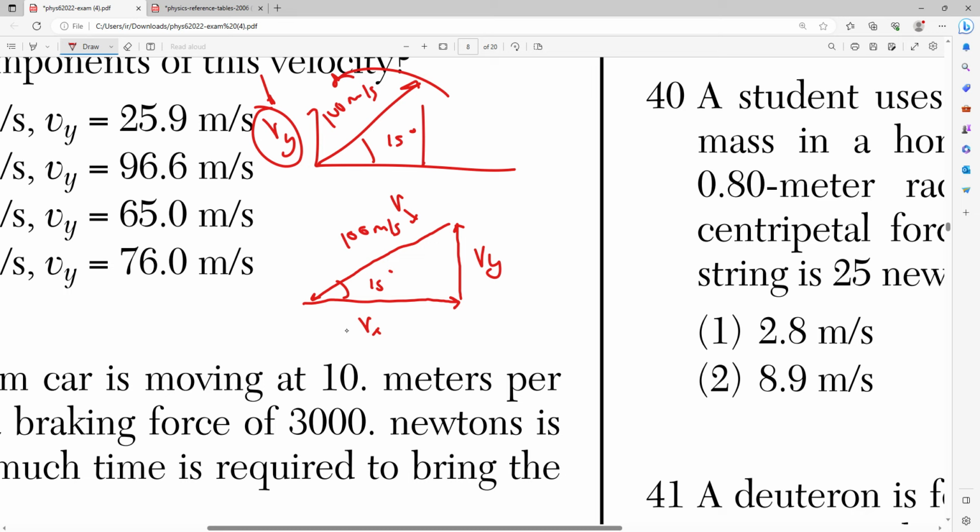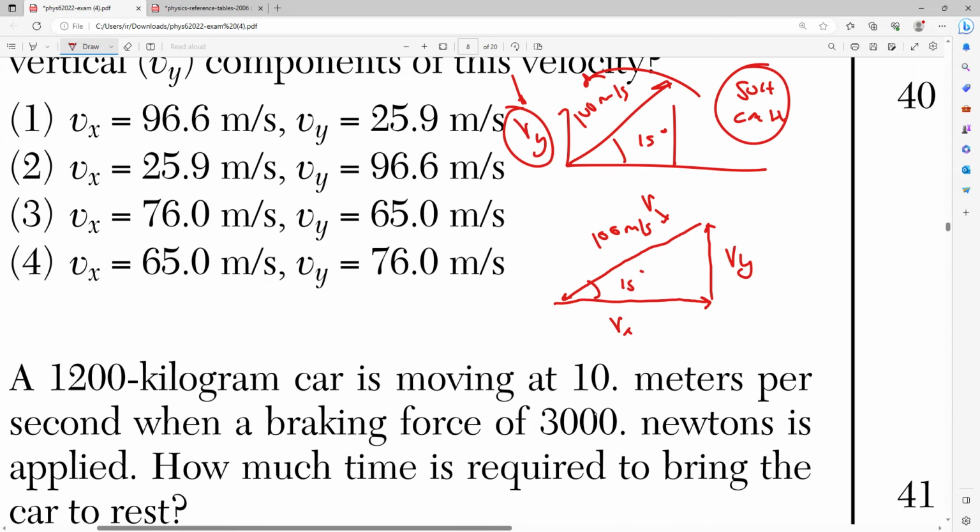And now I could use trigonometry, right? So remember SOHCAHTOA, or really you just need SO and CA here to solve for that, right? So I'm going to set up my sine equation as sine 15 is equal to Vy, right, which is opposite, over my hypotenuse, which is 100 meters per second, right?